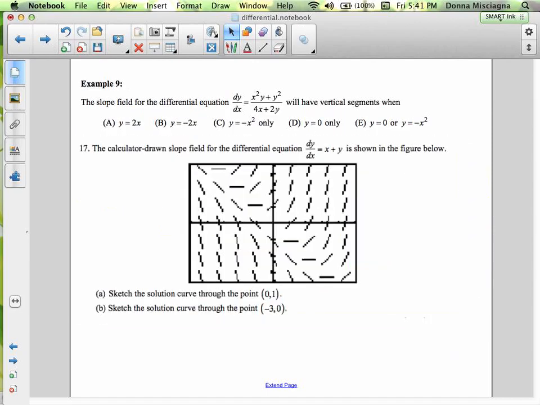All right, so the slope field for the differential equation dy/dx = (x^2 y + y^2)/(4x + 2y) will have vertical segments when? This is not one that you would be able to solve. It is solvable, not solvable by you, because this is what's called a homogeneous differential equation. My x's and y's are kind of stuck together. We can be kind of creative and there is a way to solve for it. It's just not very easy, and it's beyond the scope of this discussion.